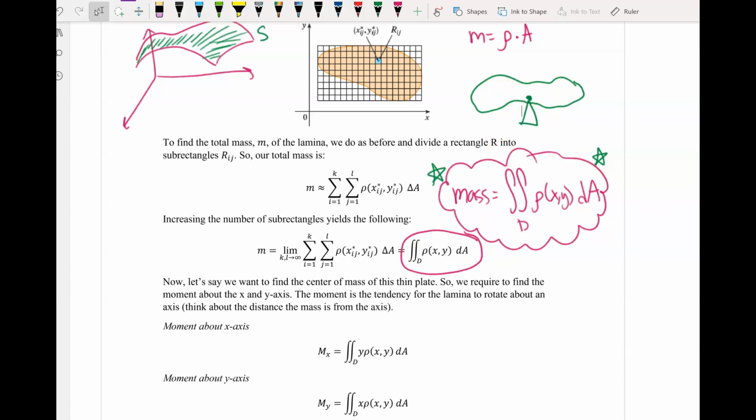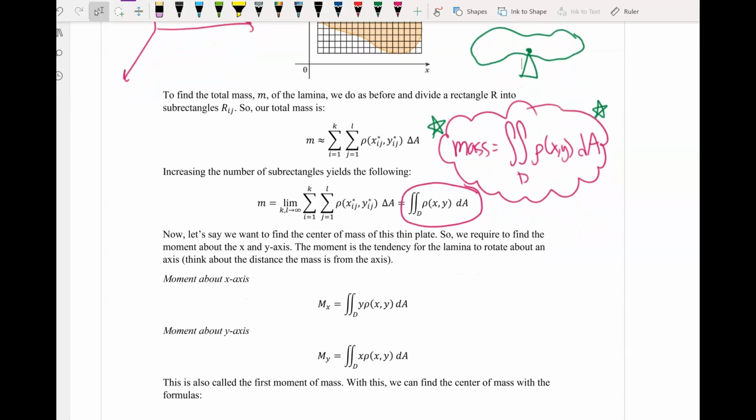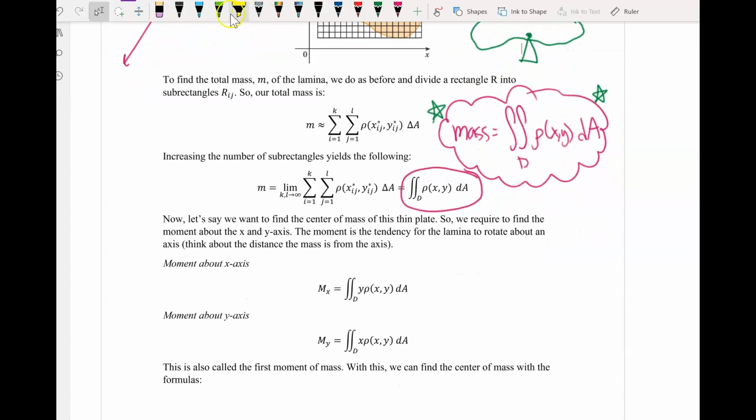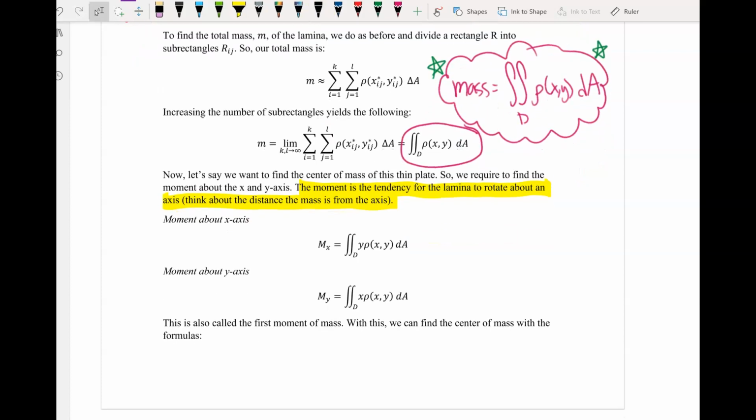In order for us to do that, we need to find two other things. We need to find the moments. The moment is the tendency for the lamina to rotate about an axis. So we have to think about the mass and the distance the mass is from the x-axis. If you think about it that way, let's go ahead and draw it.